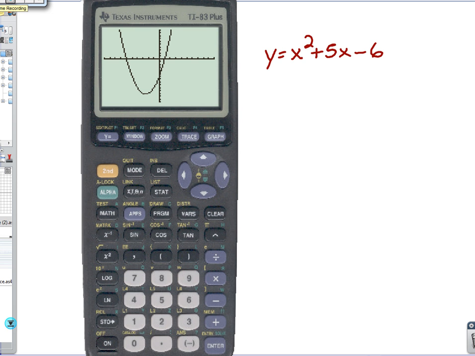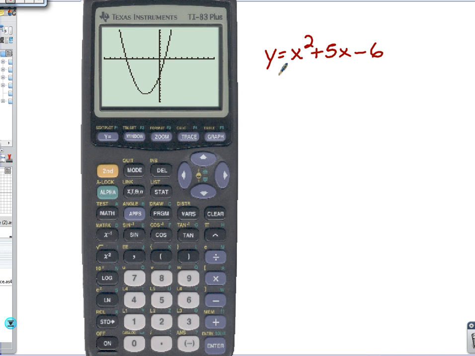Okay, here I've got my graphing calculator pulled up to show you something on this next type of problem. We've got the equation y equals x squared plus 5x minus 6, and I've graphed this on my graphing calculator. In order for something to be a function, each x value must be paired with a single y value. Here, let's pick out some x values. We pick out an x value of 0 here.